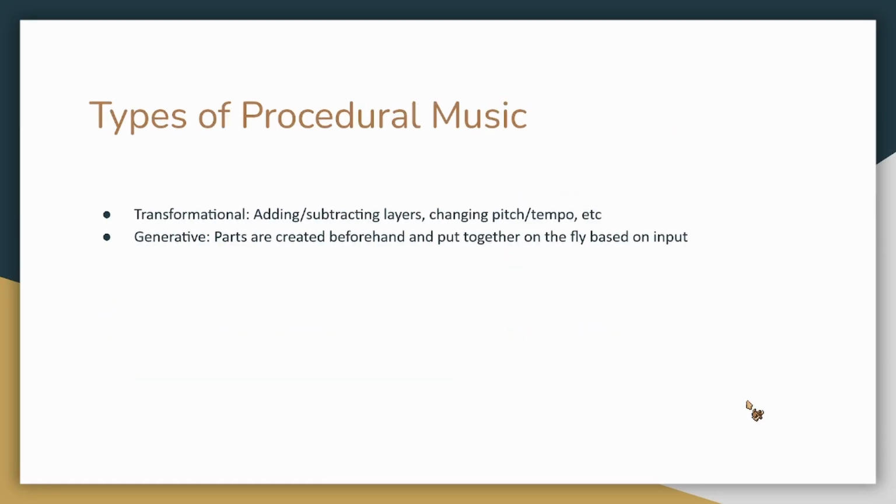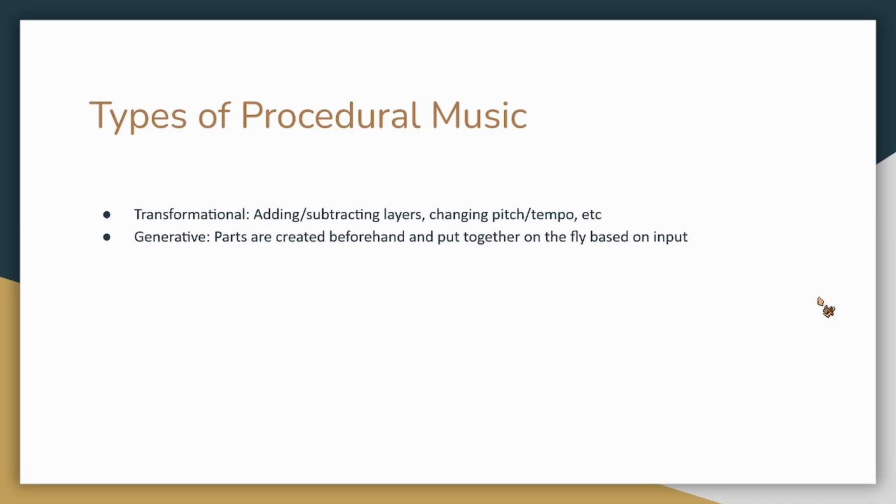So there's two main types of procedural music that the author goes over in this article. Those being transformational and generative. Transformational is just adding and subtracting layers, changing the pitch and tempo, etc., etc. It's something that we're all probably very familiar with if you've ever played a Mario game in your life. You're going through Super Mario Bros. 1-1, it's upbeat, it's peppy, but all of a sudden, oh no, 100 seconds left. Yeah. You know what I'm talking about.